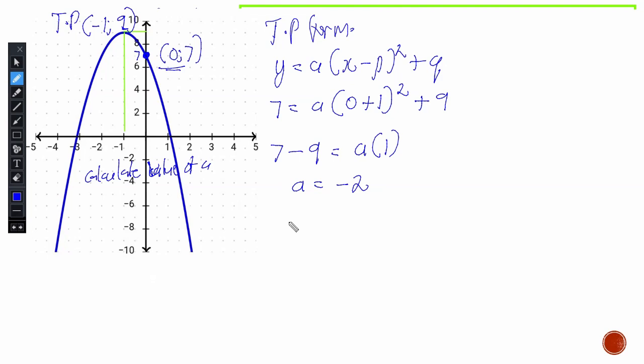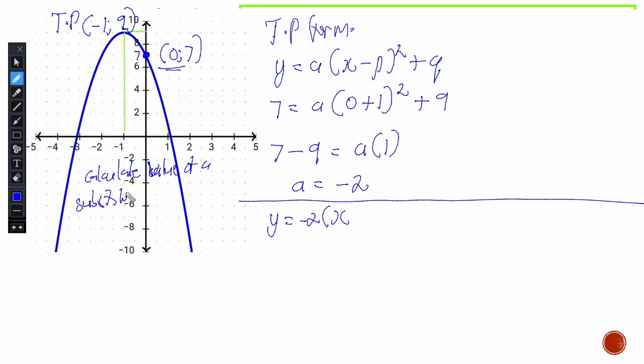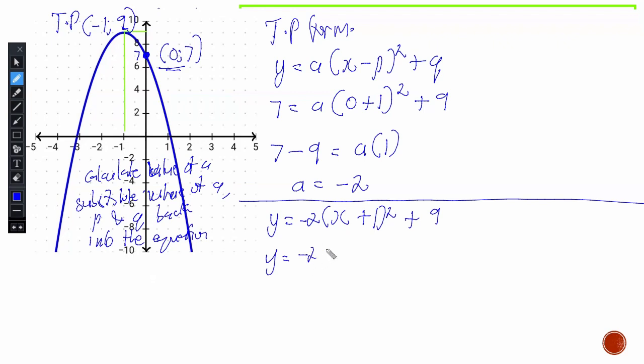Now that you have the value of a, you can then find the equation. So this is y is equal to -2, and then x. Remember number 2, you substitute the value of a, p, and q back into the equation. So this is x +1 squared plus 9. And then first expand this bracket. This is x +1, and then x +1, and then +9.